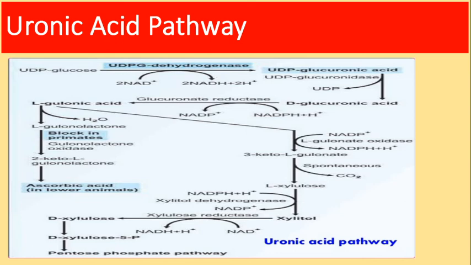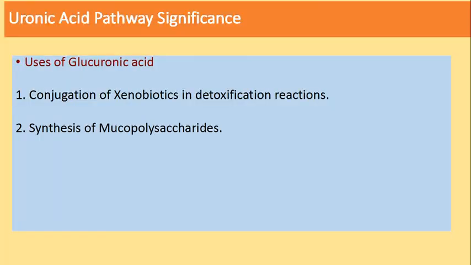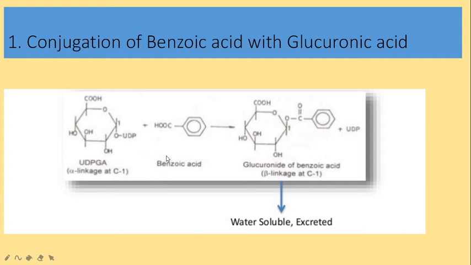soluble glucuronide. So it will conjugate with these xenobiotics, that is phenol, benzoic acid, chloramphenicol, etc., to form a water-soluble product that can be easily excreted through urine. It can also conjugate with bilirubin and steroid hormones, and they are excreted through bile. So this is the main significance of this glucuronic acid. It can conjugate with xenobiotics in the detoxification reactions. It is helpful for the synthesis of mucopolysaccharides.